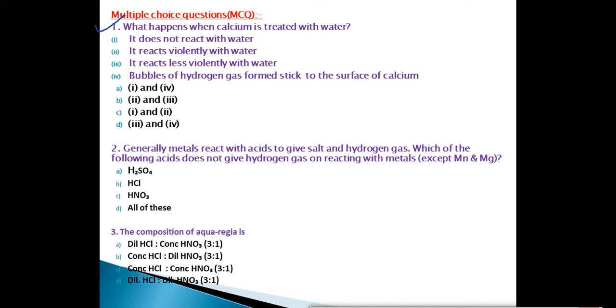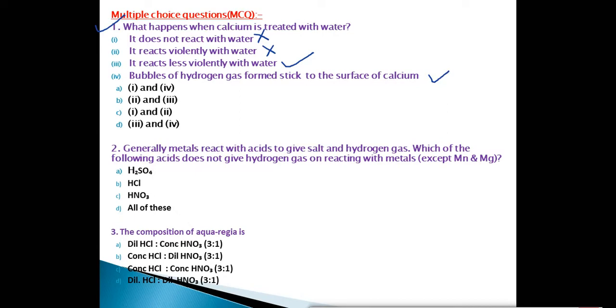The first option is, it does not react with water. This is a wrong option because calcium reacts with water, though with less efficiency. Second option is that it reacts violently with water. No, calcium will not react violently with water. The reaction is not so fast. Third option is reacts less violently with water. Yeah, this is the correct answer. And the fourth option is bubbles of hydrogen gas formed stick to the surface of the calcium. This is also true. That's why calcium floats on the surface of water.